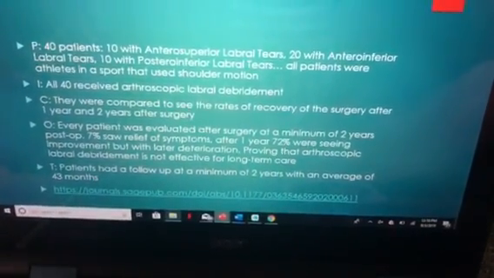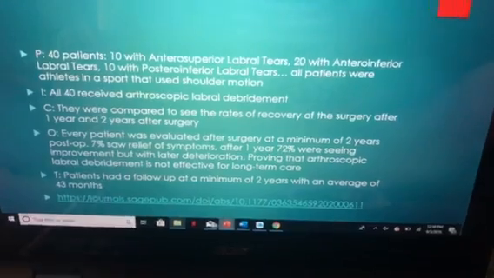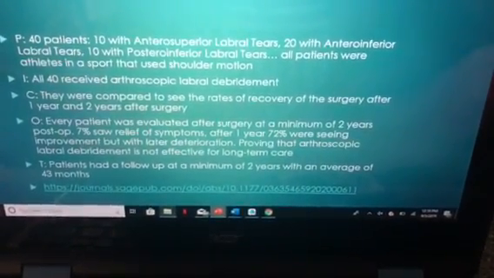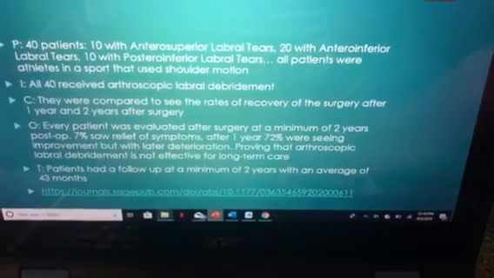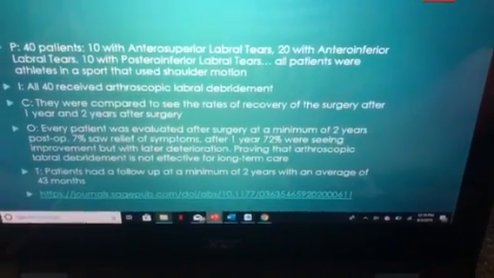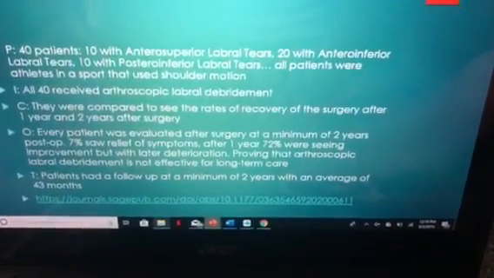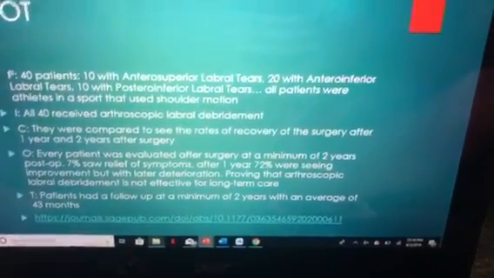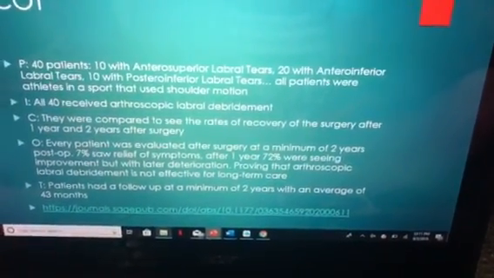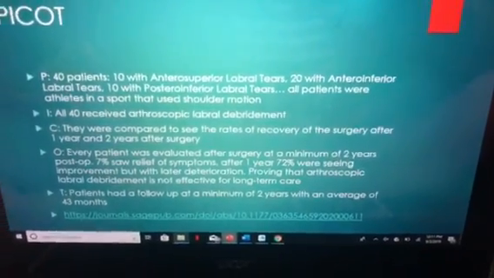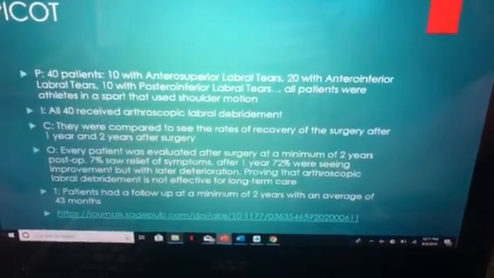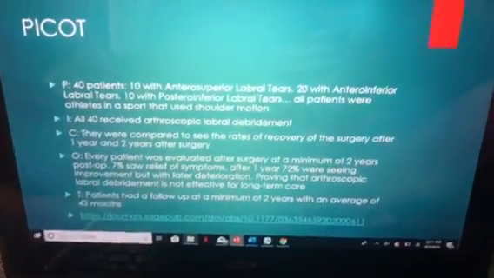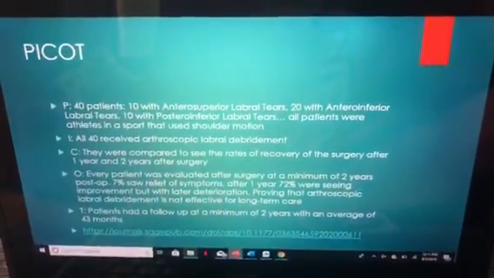7% saw relief of their symptoms after 2 years. 7% of them saw relief of all symptoms. At 1 year, 72 were seeing improvement, and then they later deteriorated, proving that this arthroscopic labral debridement was not an effective long-term care, as it provided an immediate response that killed the symptoms, but long-term, all of them came back. The follow-up time was a minimum of 2 years, but the average is about 43 months for each patient.